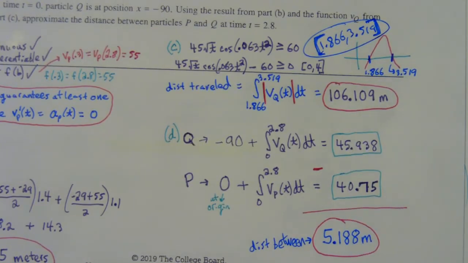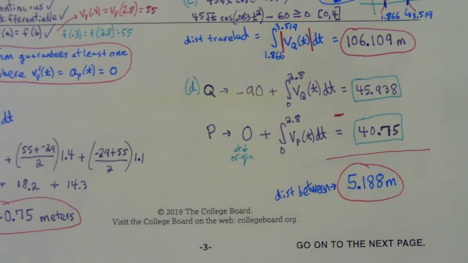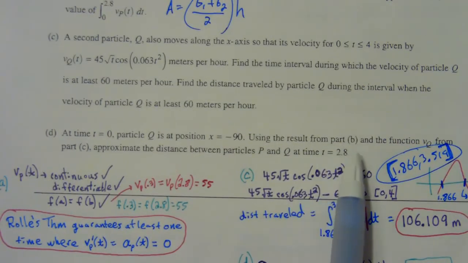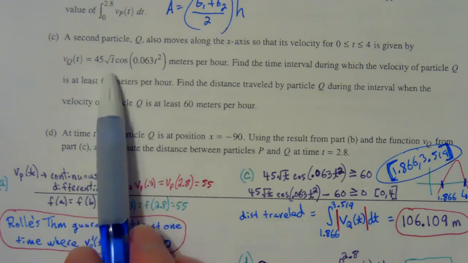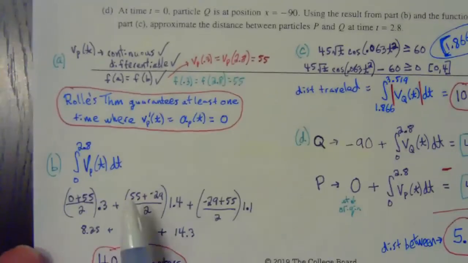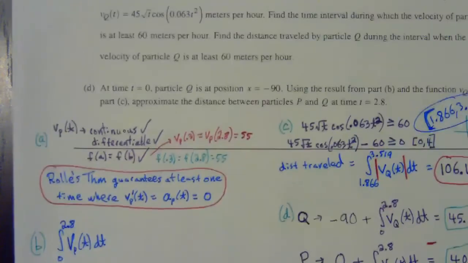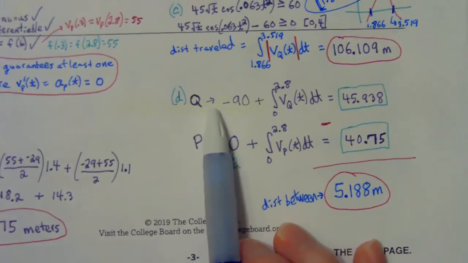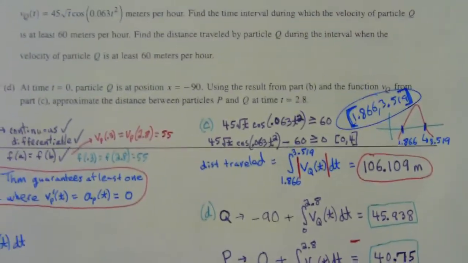All right, now letter D says we have this particle Q, and the initial position is equal to -90. And then it says use your result from letter B and this function from letter C to approximate the distance between the two particles at time t equals 2.8. That's also why I stopped that trapezoidal rule at 2.8, because it told us to start at 2.8. That's why I didn't go on to the next one and go 55 plus 48 divided by 2 times that.